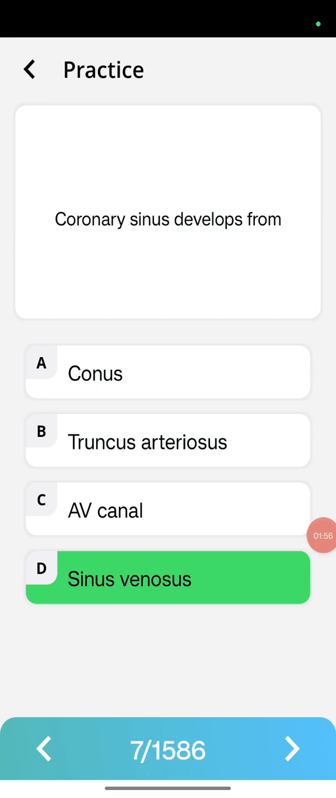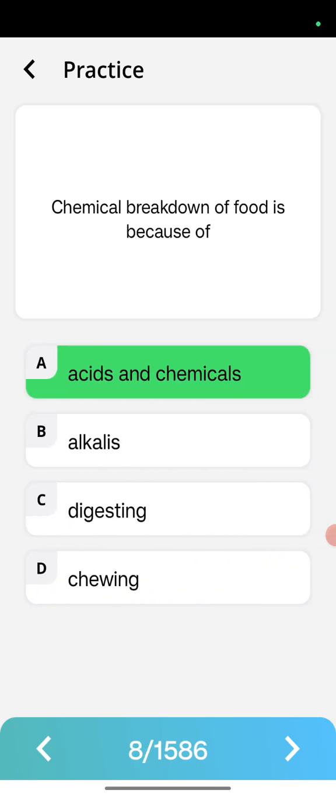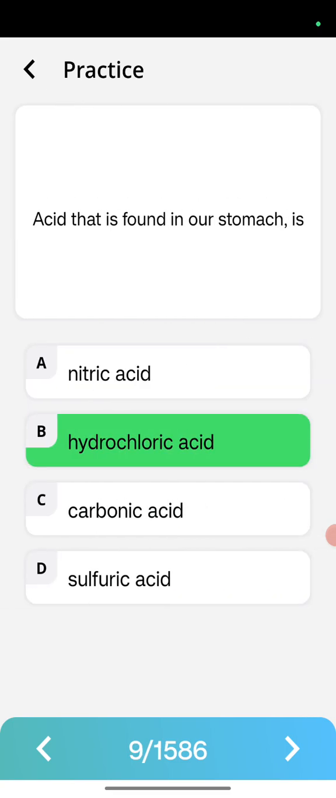Coronary sinus develops from sinus venosus. Chemical breakdown of food is because of acids and chemicals. The acid that is found in our stomach is hydrochloric acid, HCl.